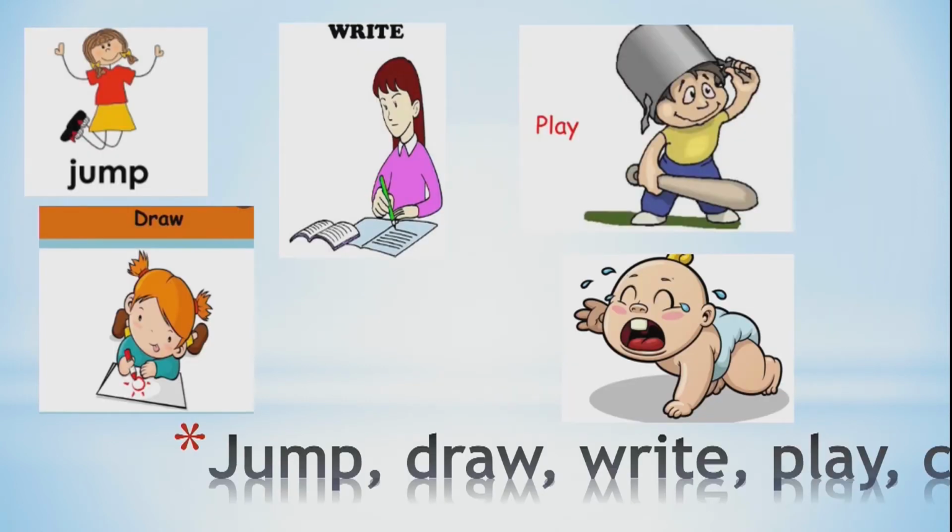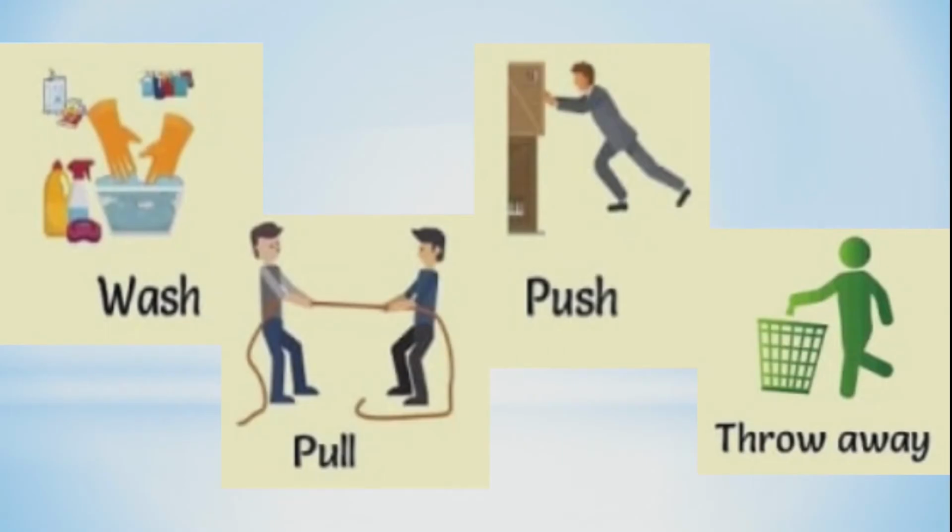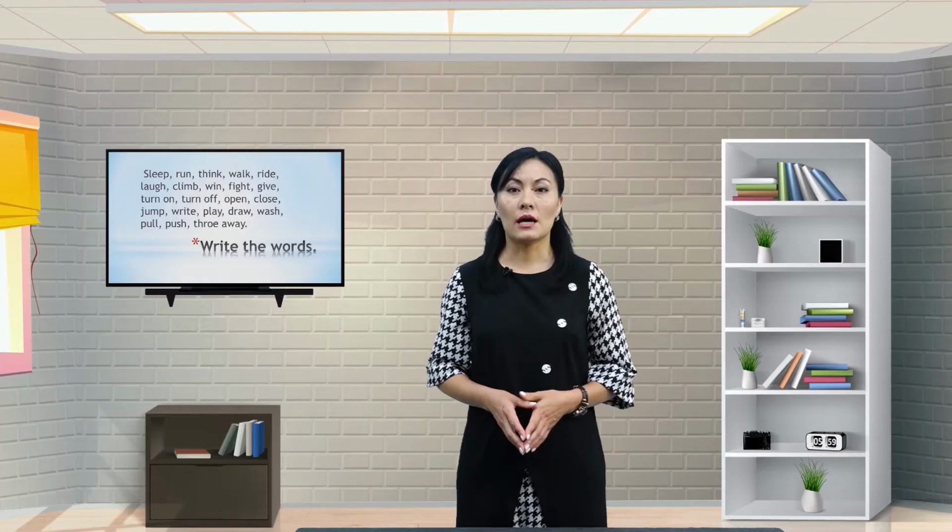Now what are the actions? Draw. Draw a picture. Jump. Write. Play. And cry. Good job. Look at another pictures. Wash. Pull. Push. Throw away. Now look at the screen, read the words, write them into your notebooks.